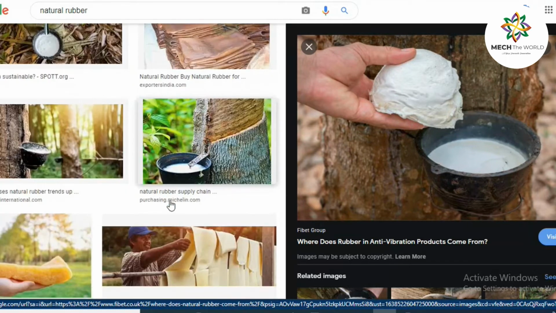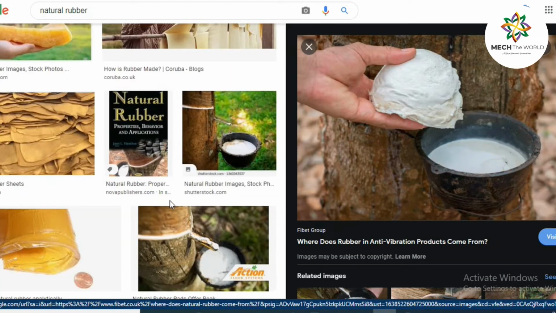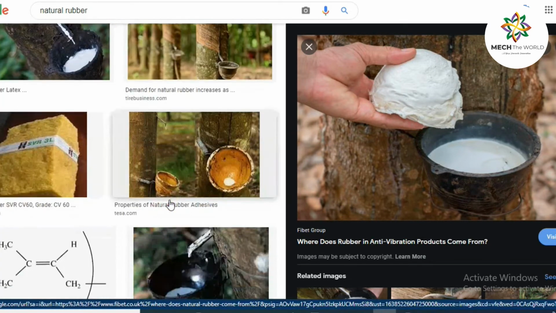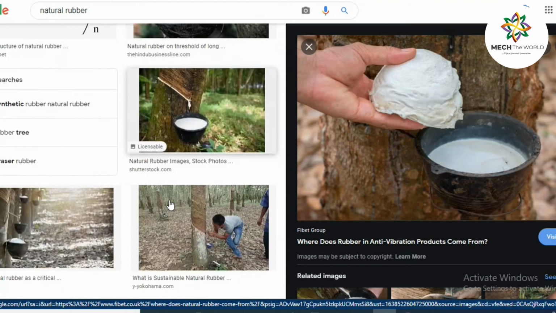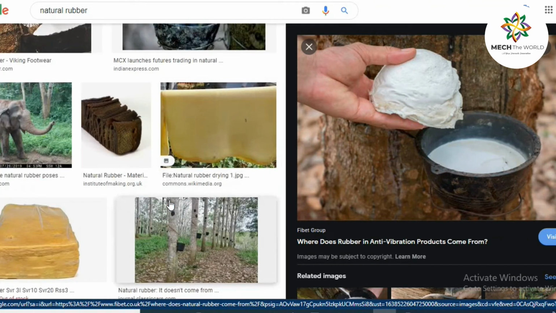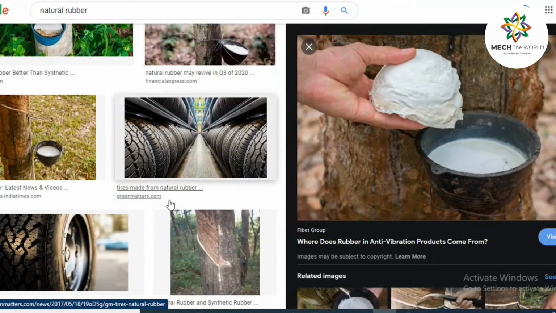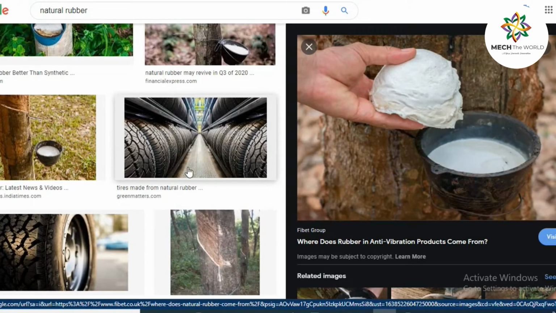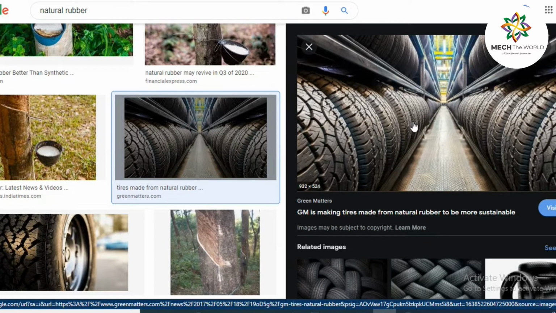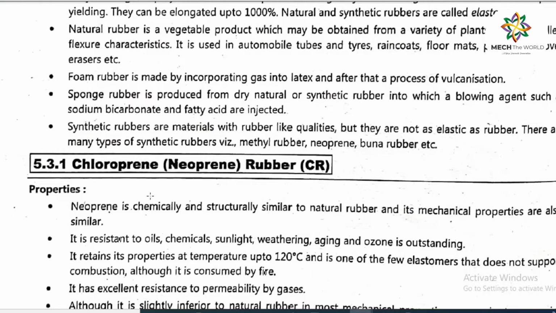But the problem with natural rubber is that it is available in very limited quantity, which does not fulfill the requirements of the population. As the population is increasing so rapidly and we cannot fulfill the requirement with natural resources, we have opted for artificial or man-made rubber. That rubber can be used to make various products such as tires, etc. Then again, there are different types of rubbers.